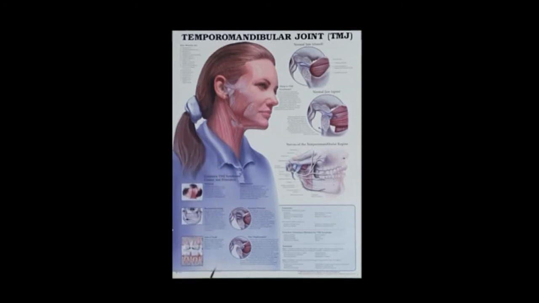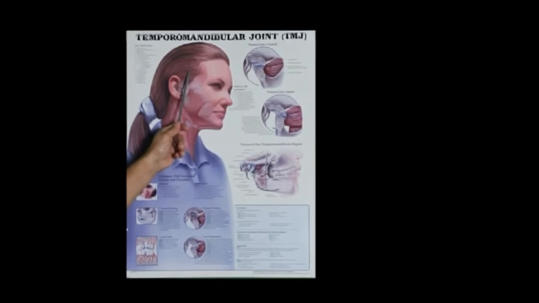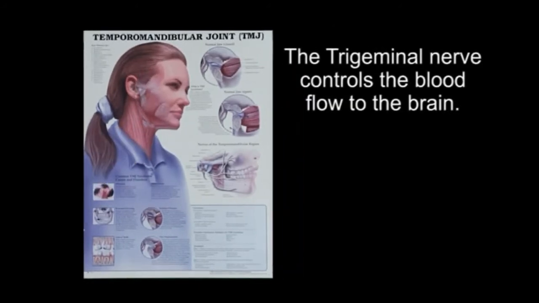So these nerves tell your muscles how to bite, and they also tell your brain when you like a burger or when your coffee is too hot. The trigeminal nerve provides feelings and function to your eyes, sinuses, gums, teeth, tongue, lips, and jaws. More importantly, it actually controls the blood flow to the brain. It is the most complex nerve in your body.